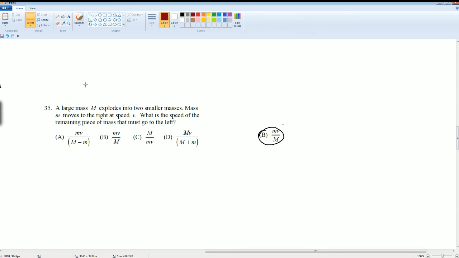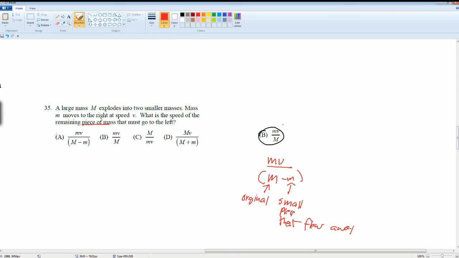The difference here is the speed of the remaining piece. You don't know what the remaining piece is, so how does that affect this? The mv stays the same, but now your bigger M gets removed. This is the remaining piece. The missing mass is what remains of M after M breaks off. So this is the small piece that breaks out. This is the original. So it's the same thing here. It's just that this gets reduced by the m, which is the small piece that flew away.